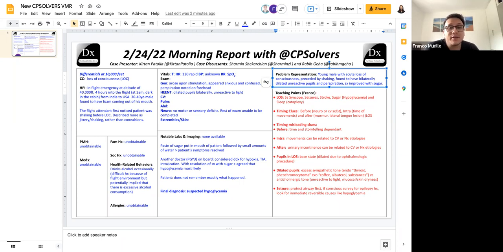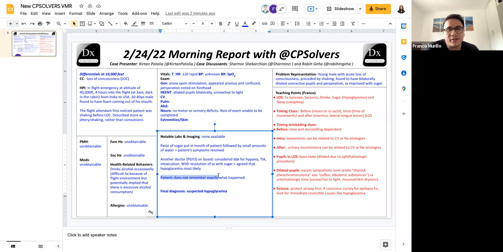There could also be misleading clues during timing that can be present in both etiologies, neurological or cardiovascular. Before, the time is historically independent, so we don't want to anchor too much in the story. Intra, the movements can be related to cardiovascular or neurological etiologies. And after, urinary incontinence can be related to cardiovascular or neurological etiologies as well.